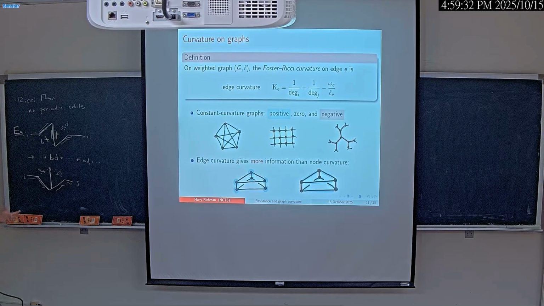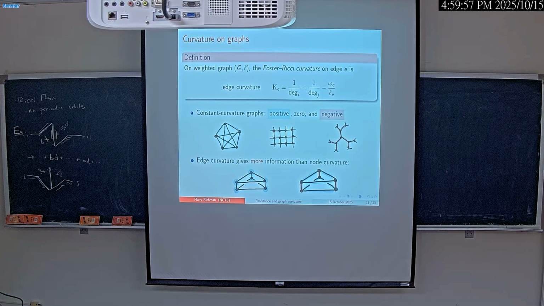Right, and then I should say here that this is not the first definition of curvature for graphs that has been suggested. There have been many. There has been a lot of work trying to define analogs of Ricci curvature for graphs, and some of these assign a curvature to edges, and some of these assign curvature to nodes.